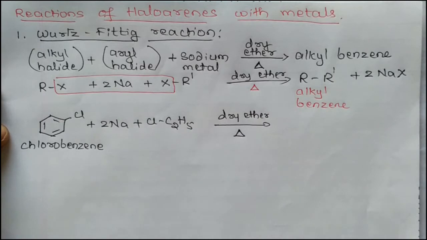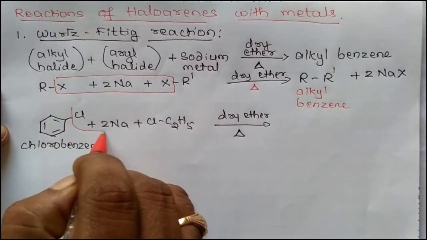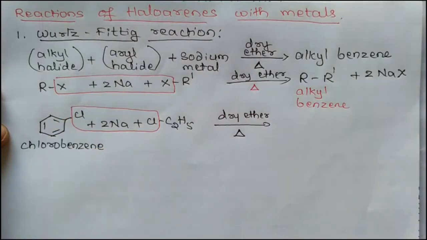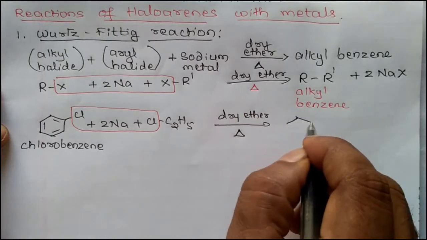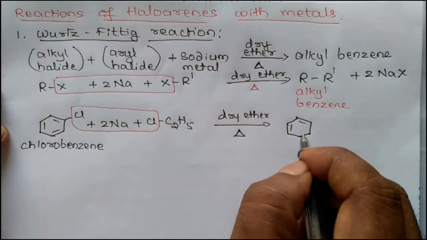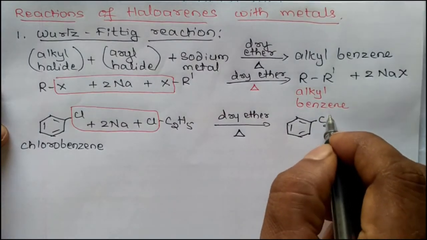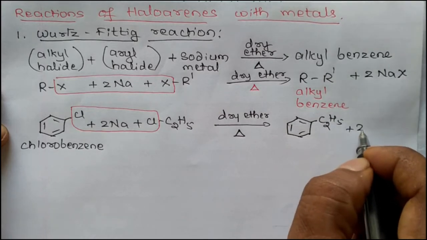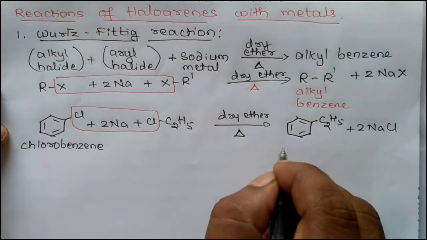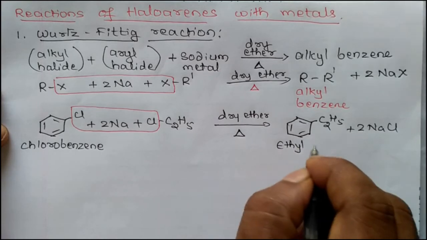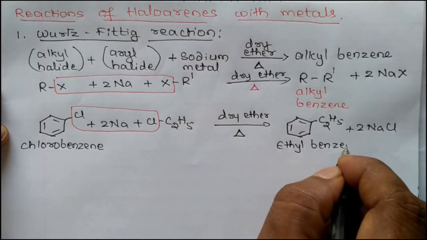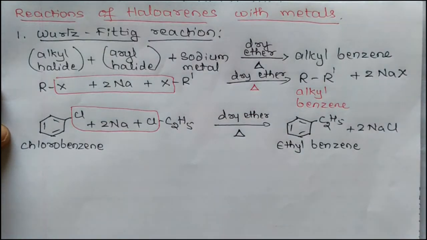Just heat it, eliminate a sodium chloride molecule. You are going to get ethyl benzene, C2H5, plus NaCl, ethyl benzene. This is an example for the Wurtz-Fittig reaction. Now next, second one, the Fittig reaction.